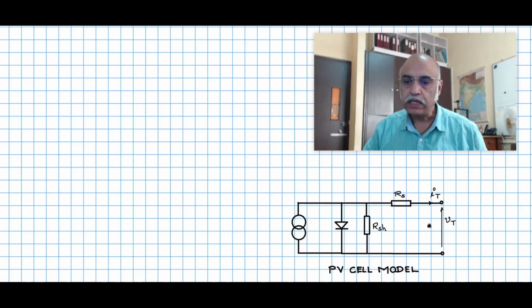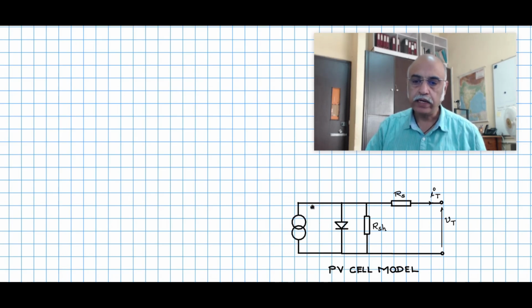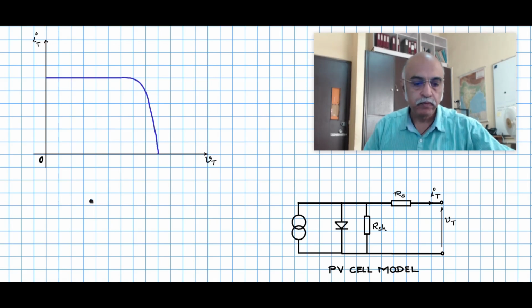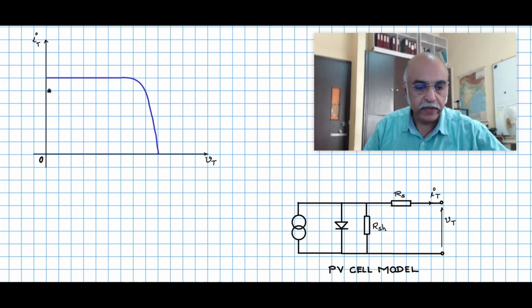Now that we have the equivalent circuit model of the PV cell, let us now try to get an equation for this equivalent circuit model. So let me quickly draw the IV characteristics of the PV cell. So we know it is like this. This is the 0. There are two critical points on the characteristic that all should be familiar with.